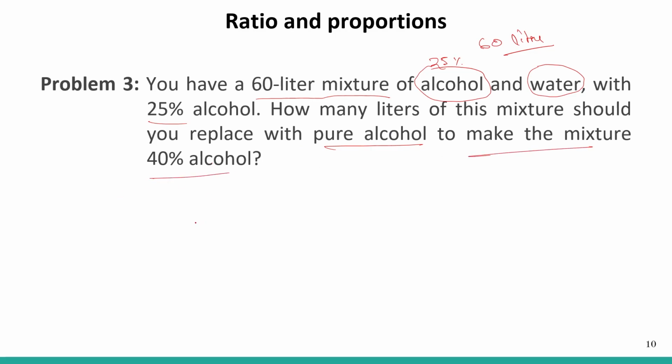So this is a similar kind of problem, right? You have a mixture with some concentration of some element, and what you need to do is increase its concentration. In order to increase its concentration, you need to add more of the pure form of that element to the mixture. In this case, that element is alcohol, and to increase its concentration we will add more pure alcohol to the mixture. So let's proceed with the solution.